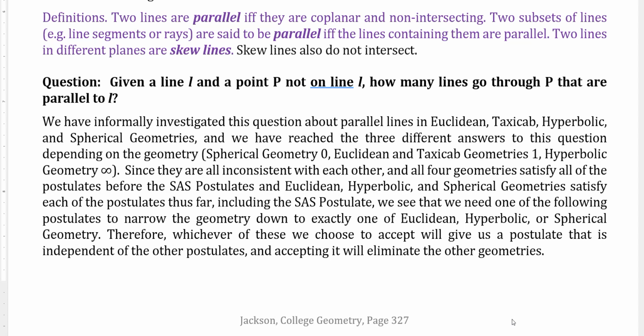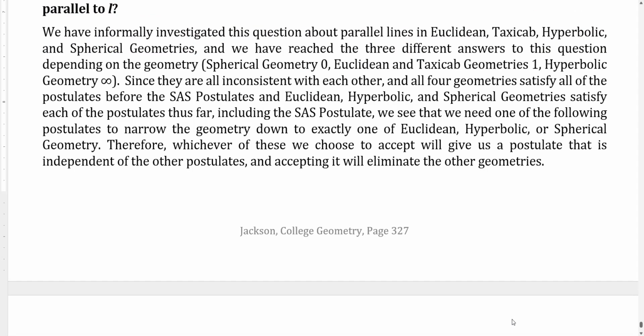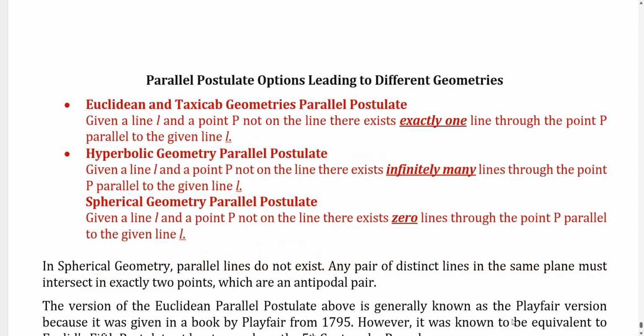and all four of these geometries satisfy all the postulates before the SAS postulate, and Euclidean, hyperbolic, and spherical geometries satisfy each of the postulates thus far, including the SAS postulate, we see that we need one of the following postulates to narrow the geometry down to exactly one of Euclidean, hyperbolic, or spherical geometry. Therefore, which of these we choose to accept will give us a postulate that is independent of the other postulates, and accepting it will eliminate the other two geometries.